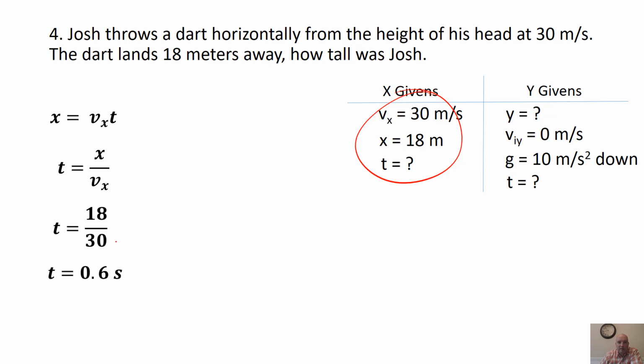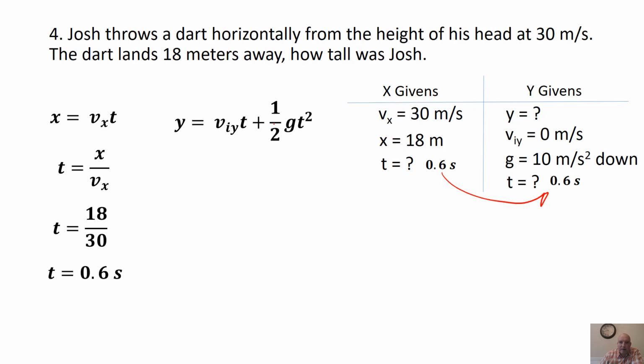variables, 18 over 30, and we get 0.6 seconds there, and we can populate the y-axis now too, because it's going to have 0.6 seconds to fall. So how far can something go down in 0.6 seconds? That's our new question, and that gets us to this equation.